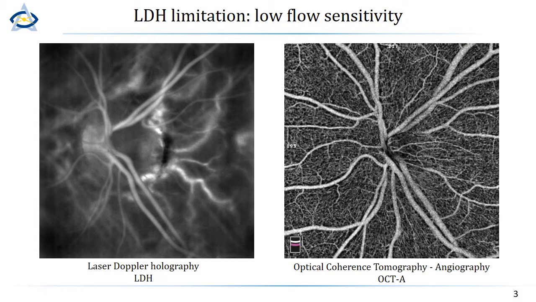And it was very clear when we were comparing LDH blood flow images with those provided by OCT angiography, which here sort of serves as ground truth. There are many smaller blood vessels that we miss with laser Doppler holography for a lack of sensitivity to slower blood flow, and you can see all of these vessels with OCTA that we cannot see with LDH.